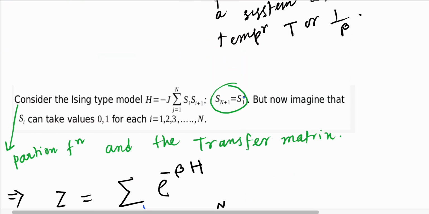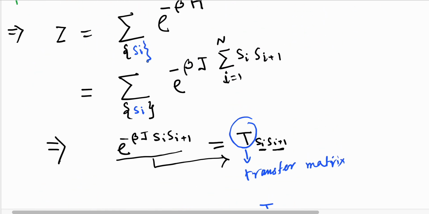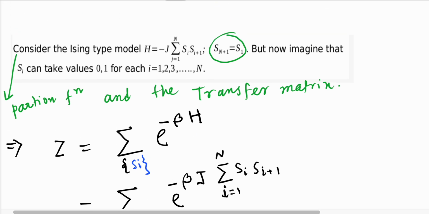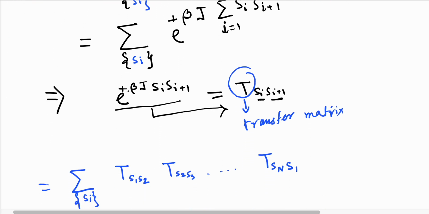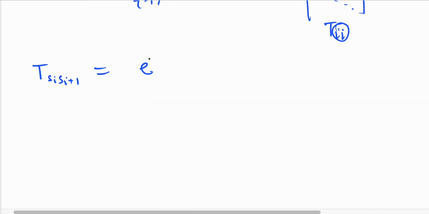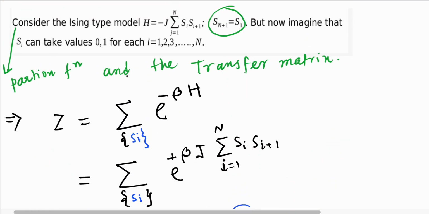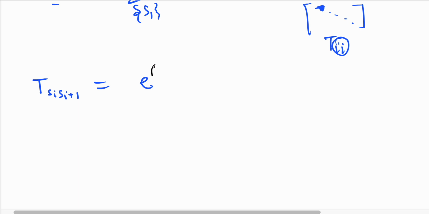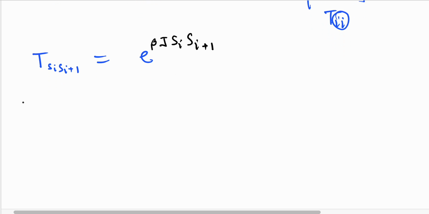Now here we know what the transfer matrix is. Here the transfer matrix's (S_i, S_{i+1}) element is e to the power minus beta J S_i S_{i+1}, so here it will be plus, because one minus is there, so it should be plus. Here we know that its element is e to the power beta J S_i S_{i+1}.